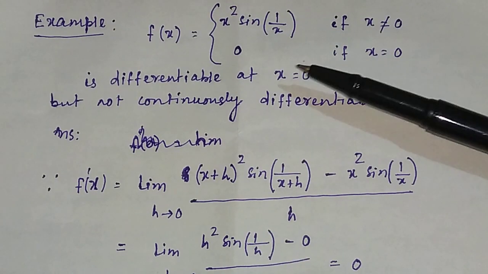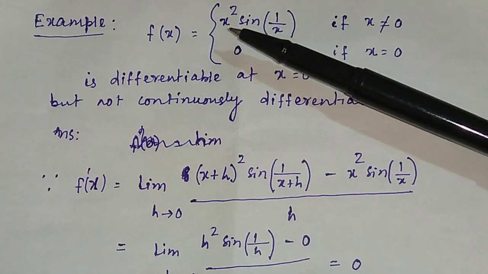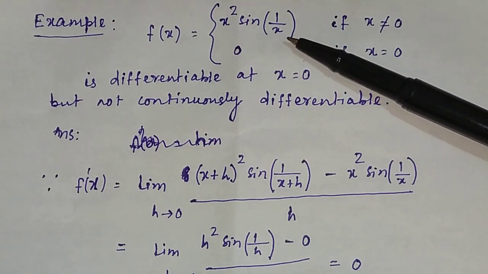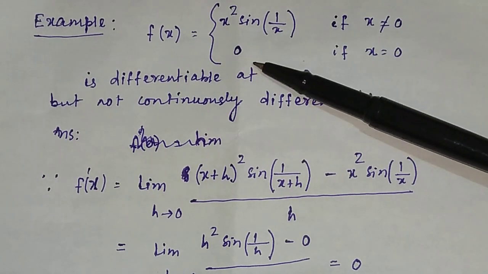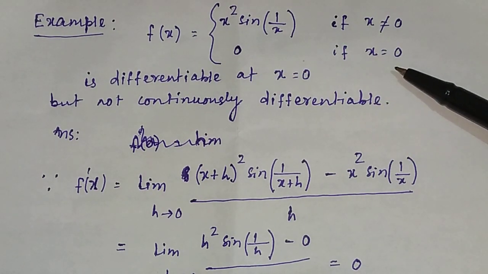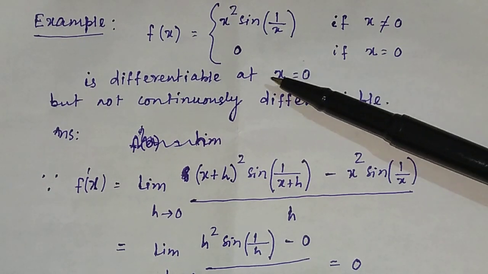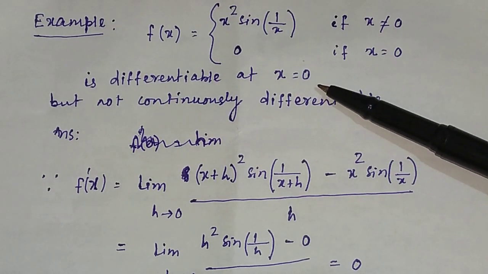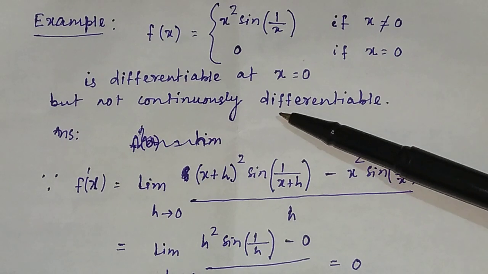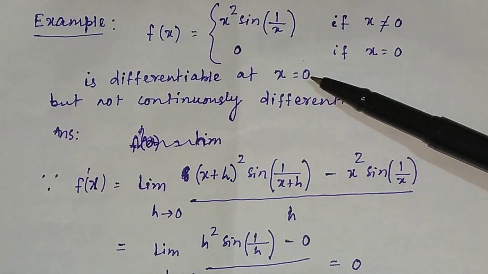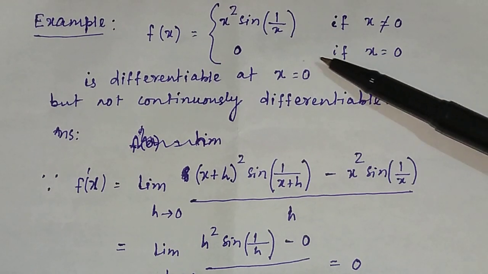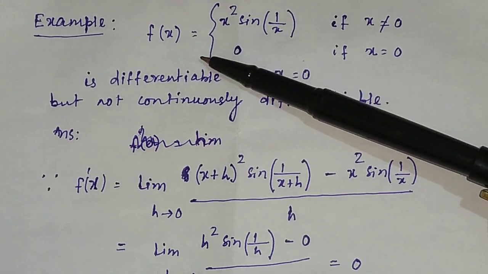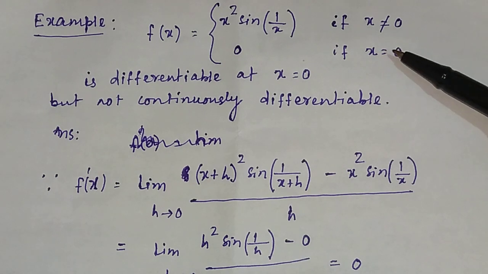For example, suppose the function f of x is equal to x square sine 1 by x if x not equal to 0, and f of x is equal to 0 if x equal to 0. This function is differentiable at x equal to 0 but not continuously differentiable. You can find the derivative of this function at x equal to 0, but you cannot find a continuous derivative when x is not equal to 0.